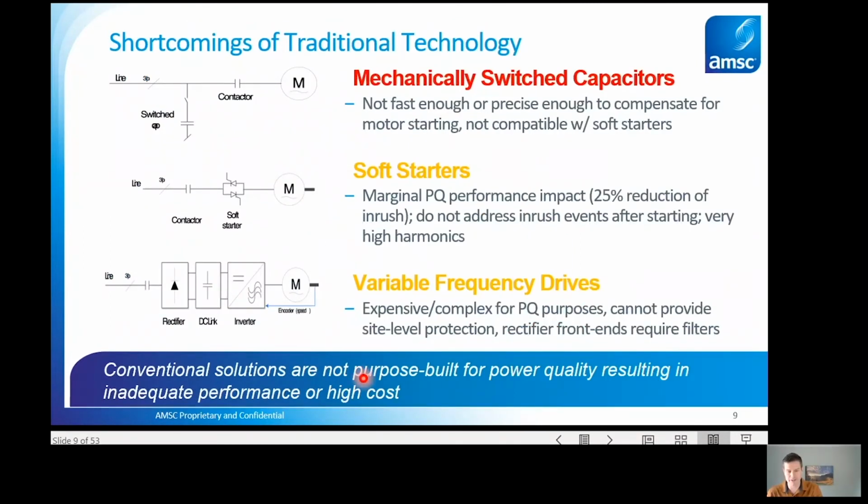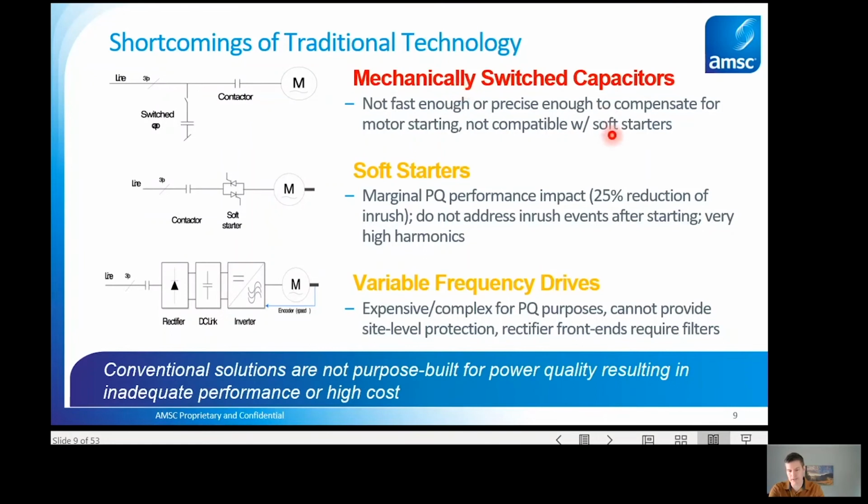So traditional technology. There are a number of traditional automation technologies that have been used in the past, and really none of them are very effective. And the underlying reason why they're not effective is that none of these were designed or created with power quality in mind. They were all created with really automation in mind or motion control in mind. And it's been kind of a secondary byproduct that, okay, maybe they can help a little bit with power quality.